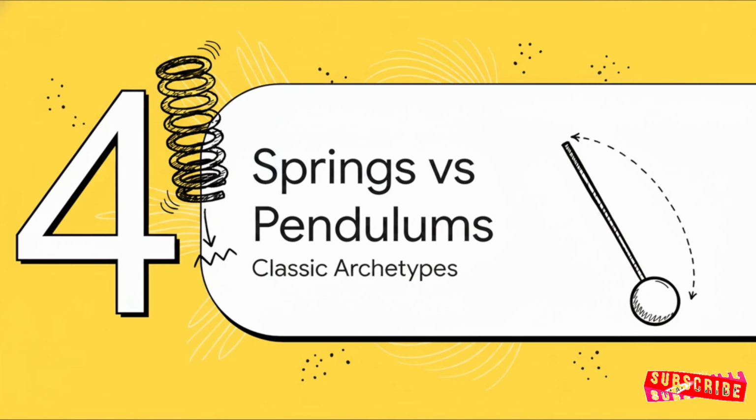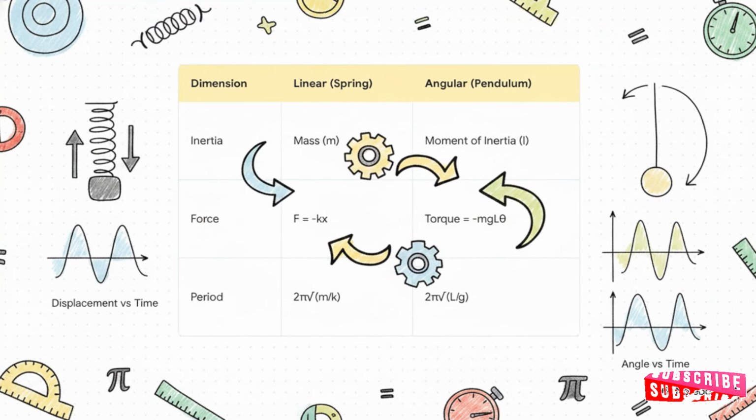Moving on to Section 4, Springs versus Pendulums. Consider this your ultimate cheat sheet. This is the matrix of symmetry between linear systems, like springs, and angular systems, like pendulums. Just look at how nature uses the exact same mathematical blueprint for completely different physical objects. Mass in a linear spring perfectly translates to the moment of inertia in a swinging pendulum. Linear force translates perfectly to rotational torque.